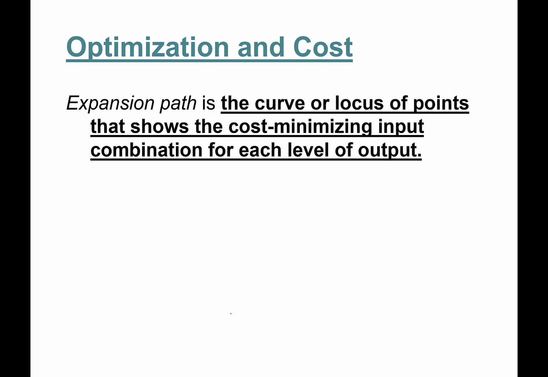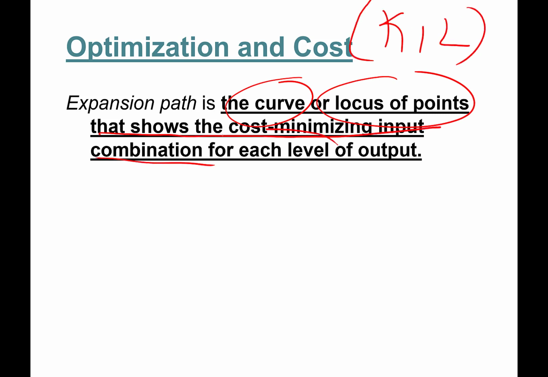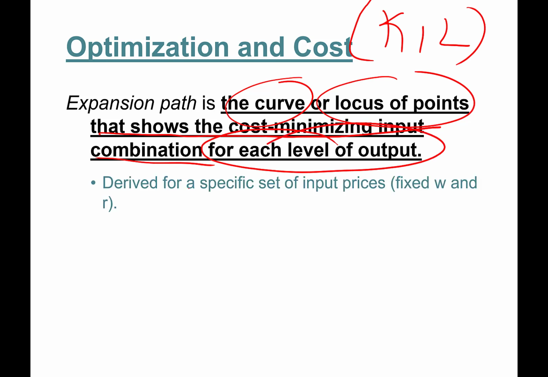Expansion path is a locus of points or a curve that shows cost minimizing capital and labor combinations for each level of output. Okay, so this is derived for a specific set of input prices. So your wage rate is fixed. When I put a bar, that means it's fixed. Your rental rate is fixed. Okay, so input prices are fixed.